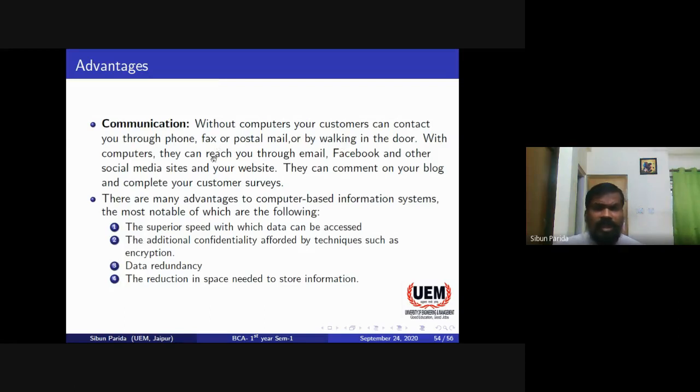Now with computers, they can reach you through mail. Just a minute, a second away, you just type a message, whatever you want, and you just send it away. Within a second it will reach. They can reach you through email, Facebook, other social media sites, and your websites. They can comment on your blog and complete your customer service. There are many advantages to a computer-based system.